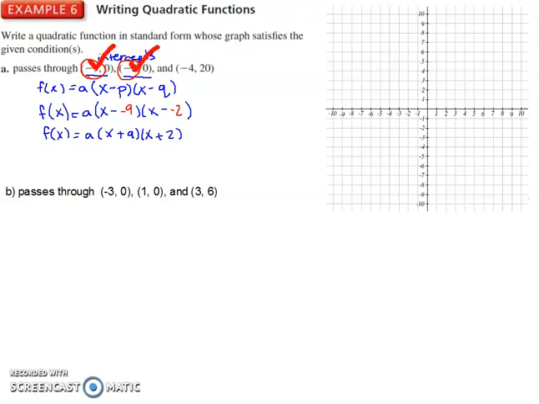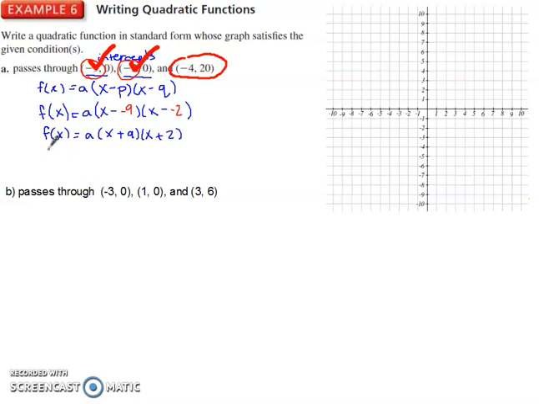So far, we have included the first 2 points that we are asked to include. What we haven't included is that third point. Our parabola must cross through (-4, 20). So all I'm going to do now is say that when I plug in a negative 4 for x, I get 20 for y. So we're going to plug in those values for x and y and force a to be the value that it needs to be in order to get that point, (-4, 20).